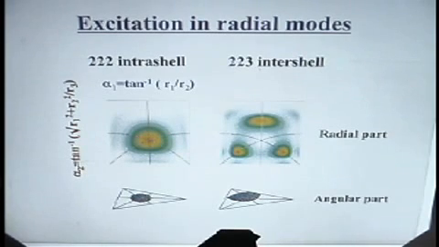But here, in the 2 to 3 intershell states, there are nodal surfaces, which means that one of the electrons is far from the nucleus. But still, the angular part is the same.